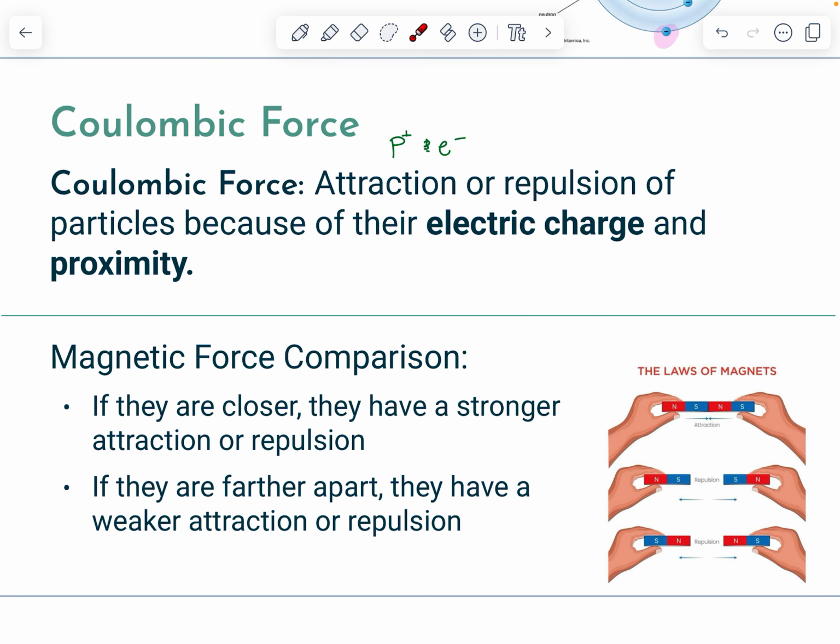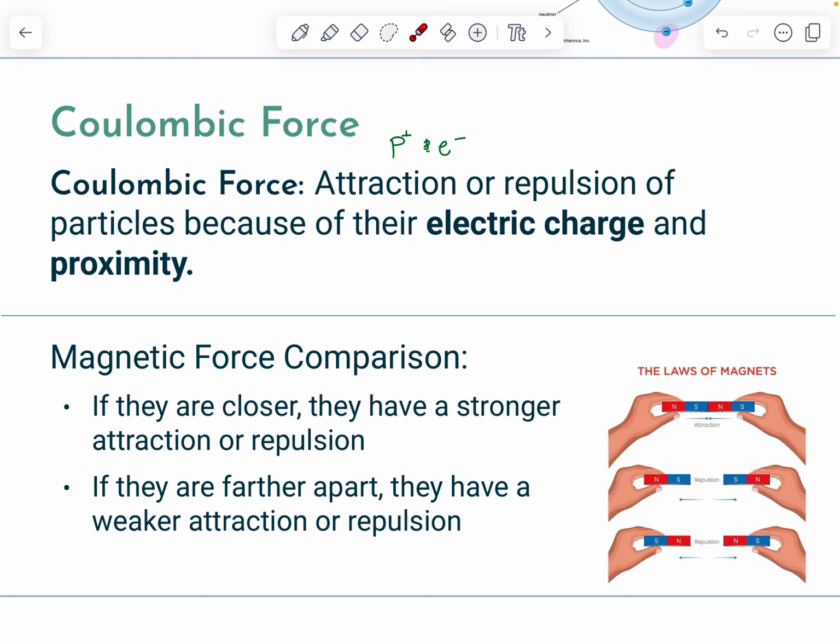One thing we can compare this to, since electric forces aren't something that we commonly talk about very often, is magnetic force. And most of us are familiar with magnets. So those laws of magnets: if you have opposite poles that are towards each other, those are going to be attracted. And if those opposites are closer, they're going to have that stronger attraction. And if you are looking at same poles, so south and south, if you have those together and they're close, they're going to have a strong repulsion. As those move farther apart, it's going to have a weaker attraction or a weaker repulsion.